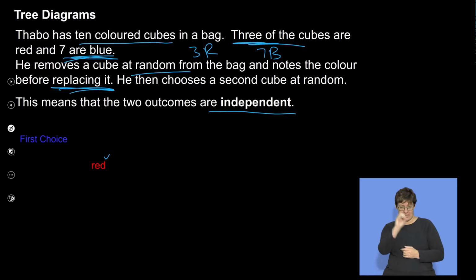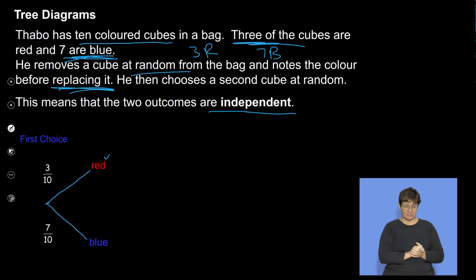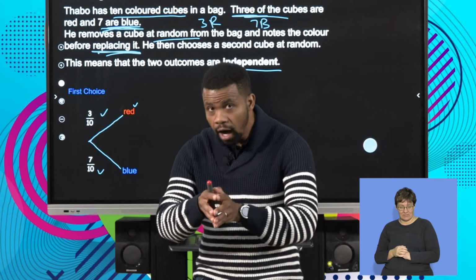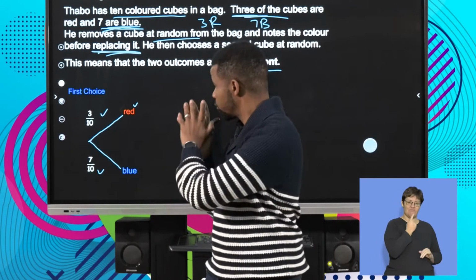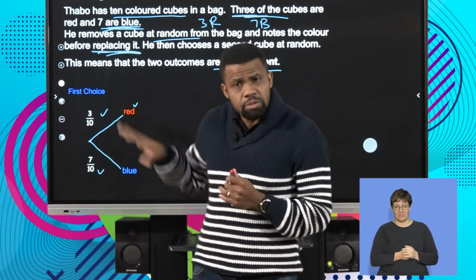Okay, so this is what we get. We can get red or blue. The probability of red is 3 out of 10, and the probability of blue is 7 out of 10. So this is your tree diagram. You put a line like that and a line like that. That's the first draw. The probability of getting red is 3 out of 10, and of getting blue, 7 out of 10. Why 7? Because there are 7 blue balls in the bag, and there are 3 red balls. This is what we do for the first draw.